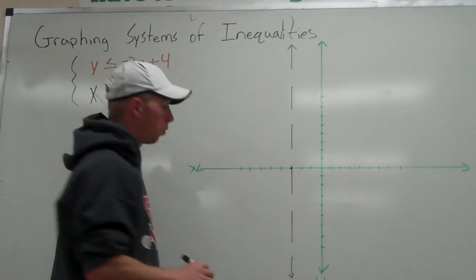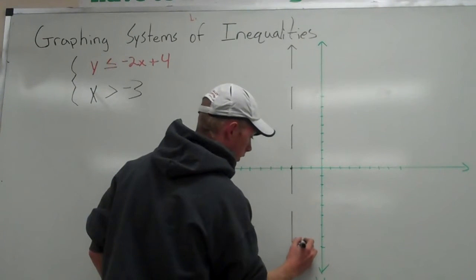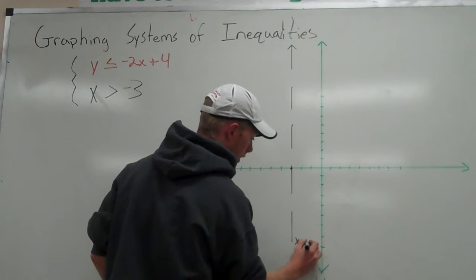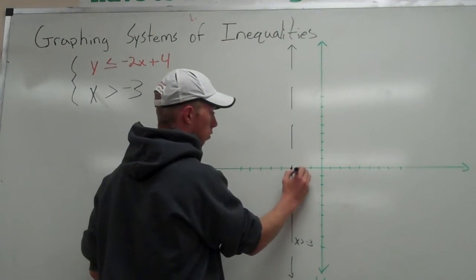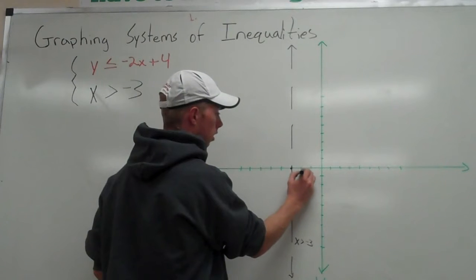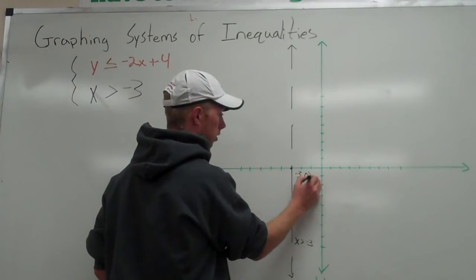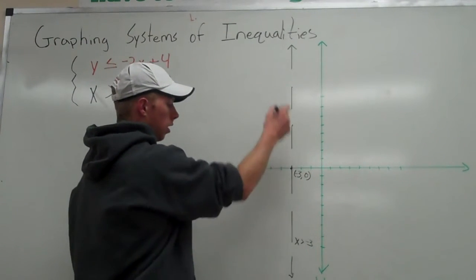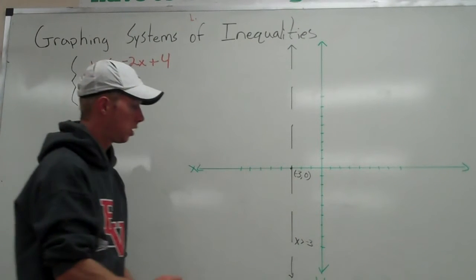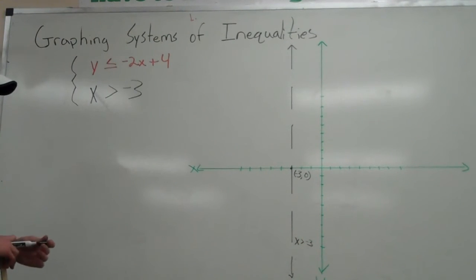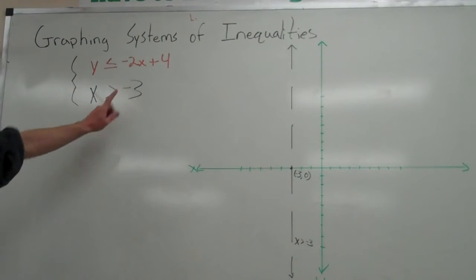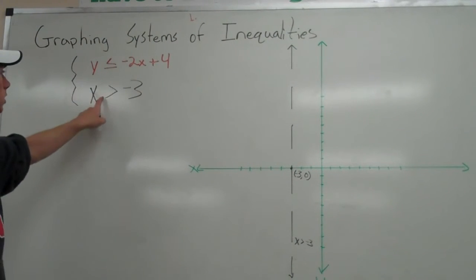And just because it's good practice, I'm always going to label this x greater than negative 3. And I even like to label my point. This is negative 3 for x and 0 for y. And anywhere on this line, x would still be negative 3. Okay? Now, before we look at the second, we need to shade one side.